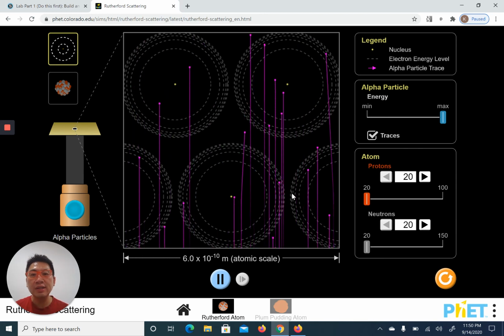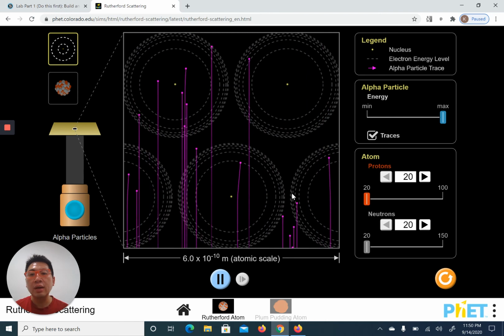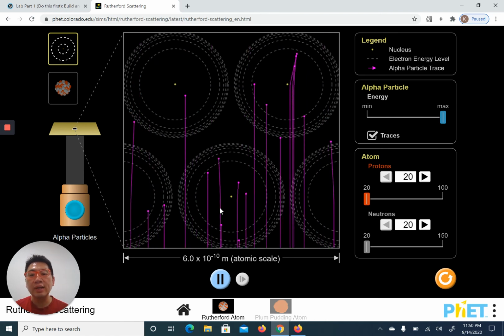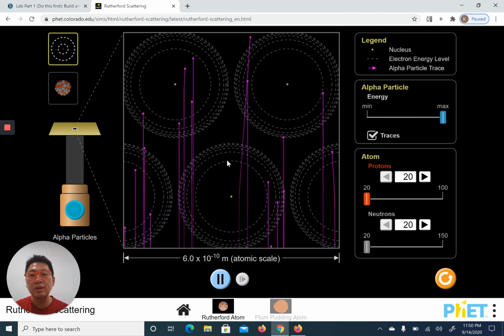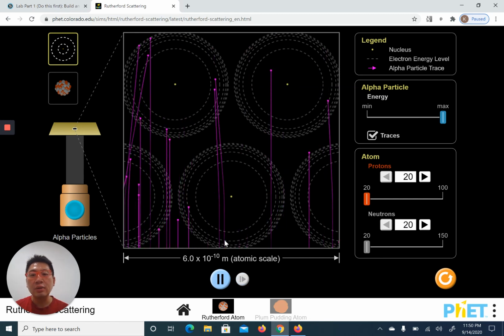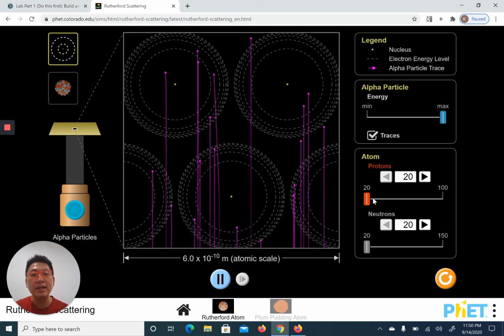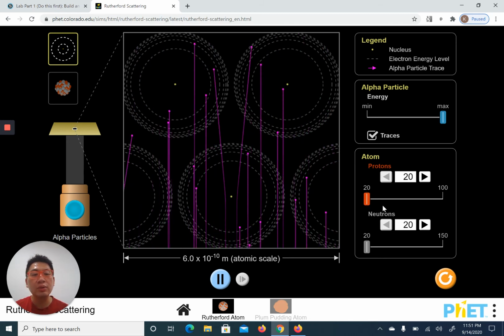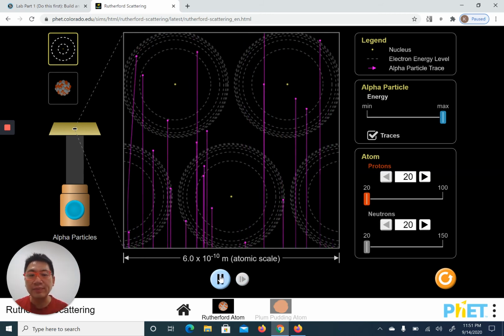So my first question, we'll keep these things simple, would be, what happens when, okay, where's the pause button? I change the number of protons to 100. Notice that some of these are deflected. Would there be more or less of them being deflected when I increase the number of protons to 100? So that's my question.